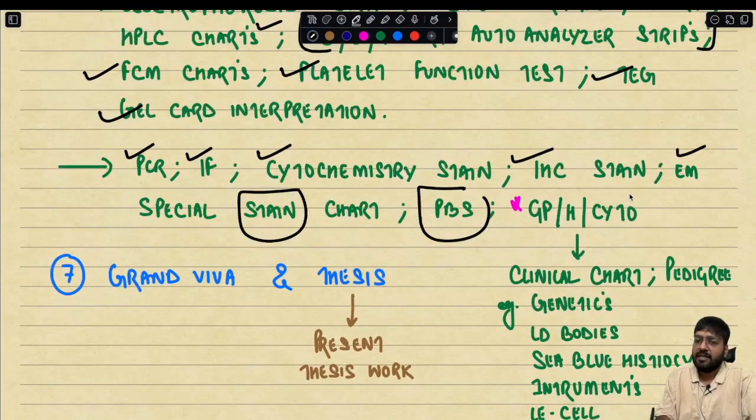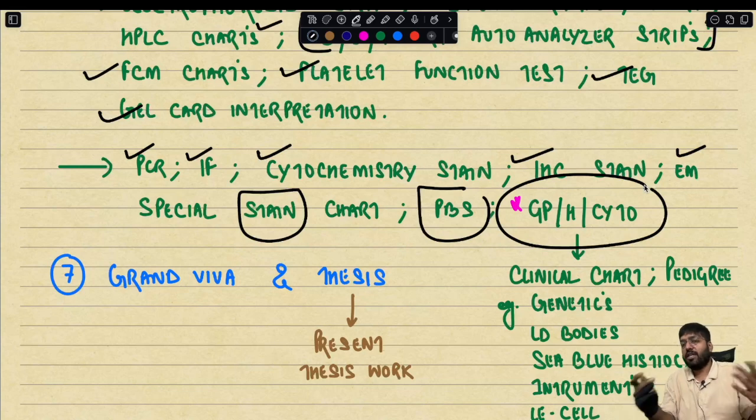What I have added this year is that charts can also come directly from general pathology, hematology and cytology. For example, clinical charts and pedigrees might be brought by the examiner. In genetics, you might be given a pedigree chart and asked whether this represents autosomal recessive or autosomal dominant, or what kind of Mendelian disorder.